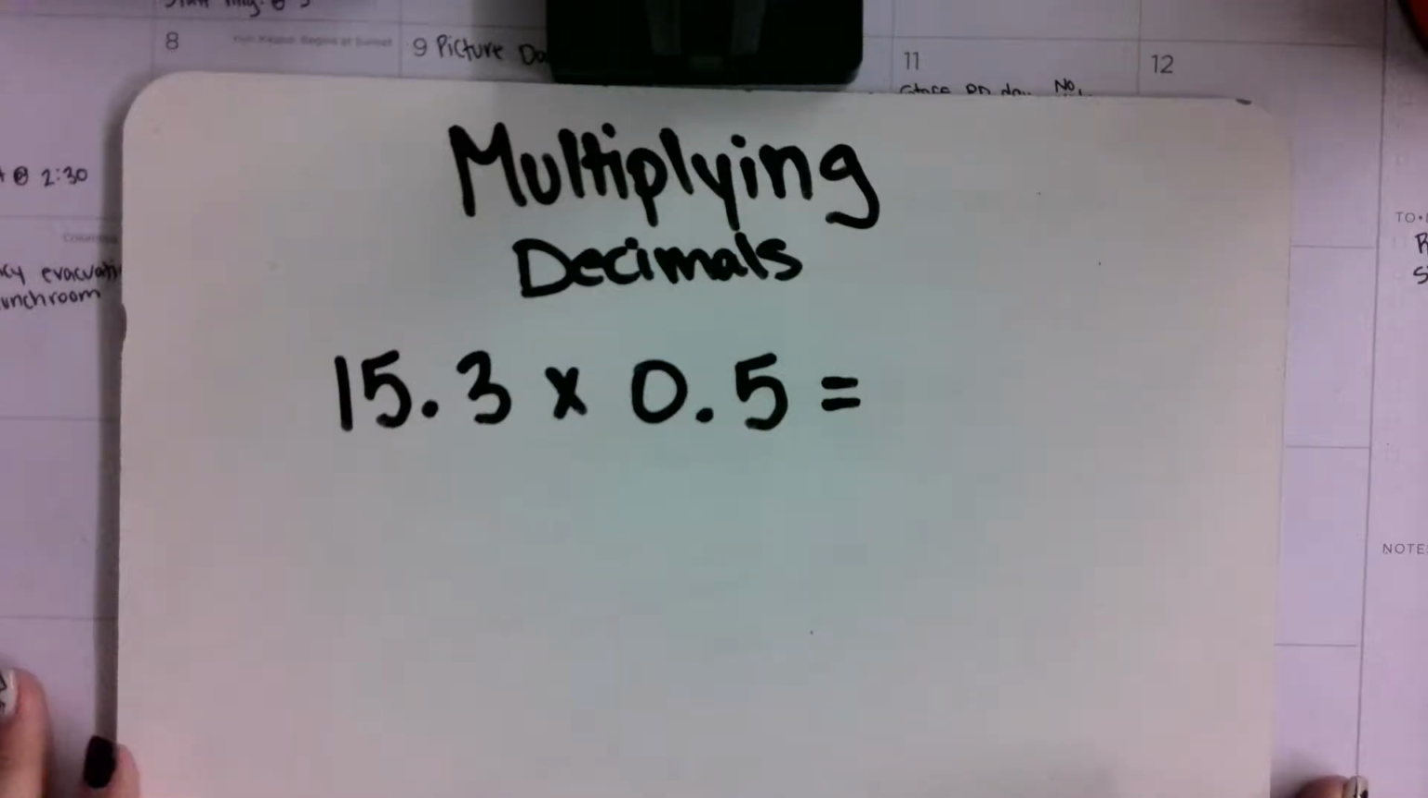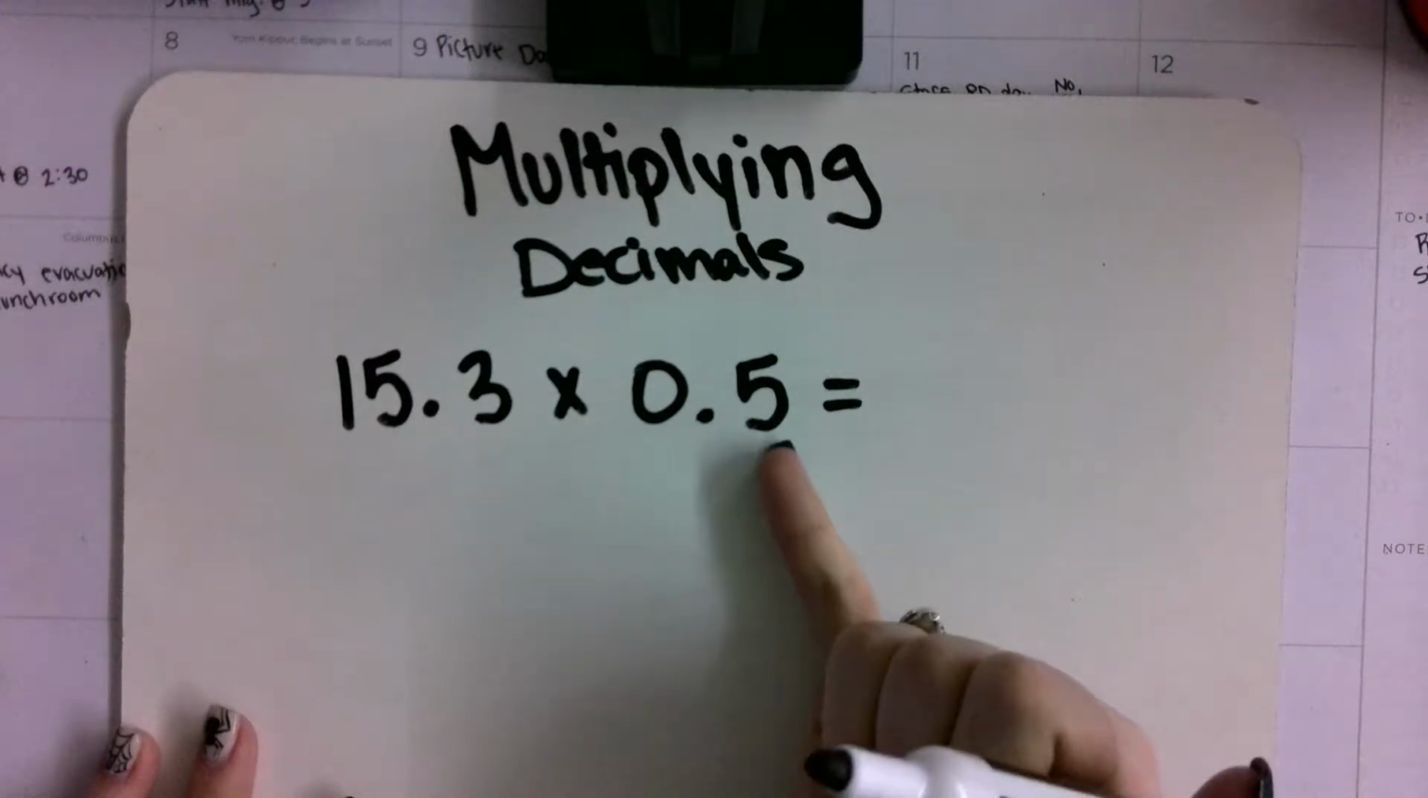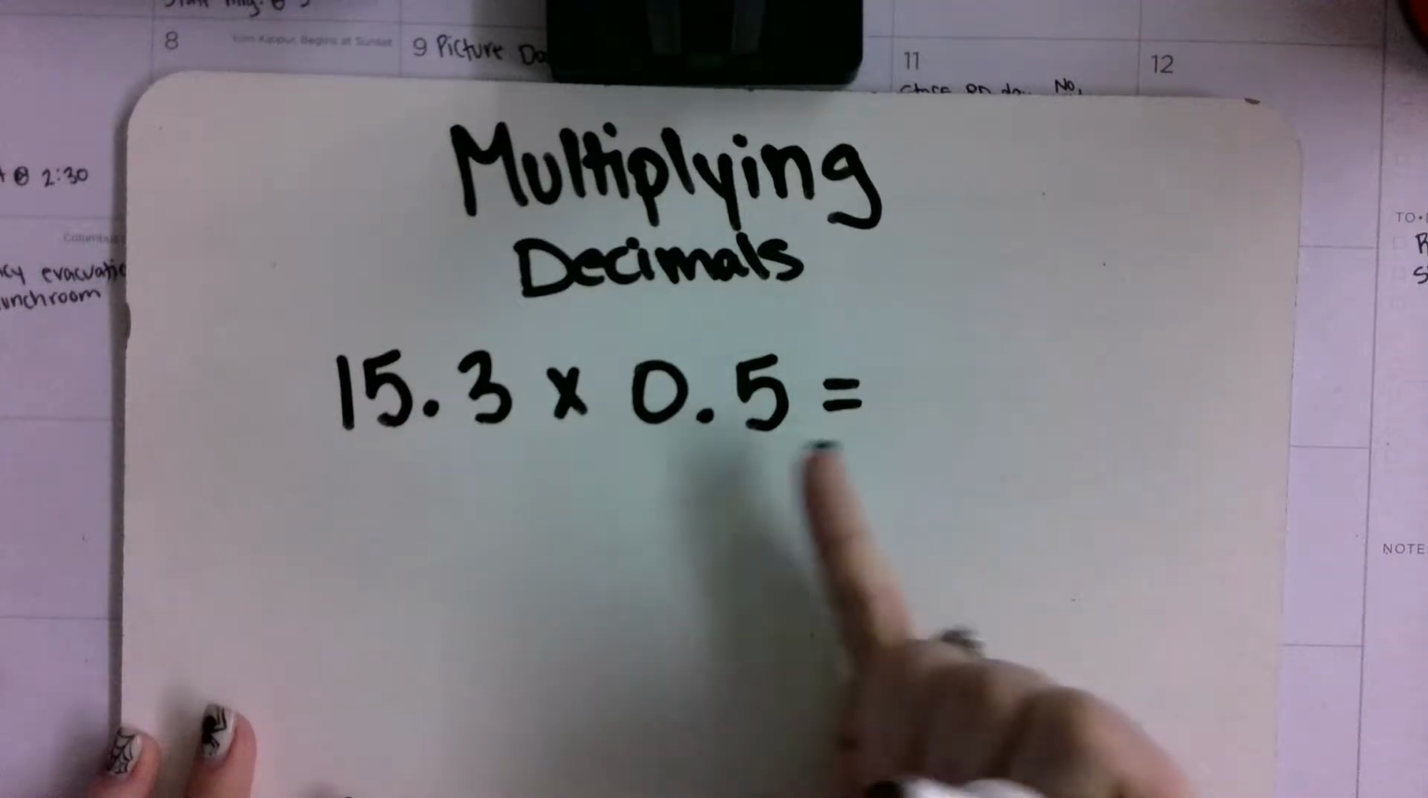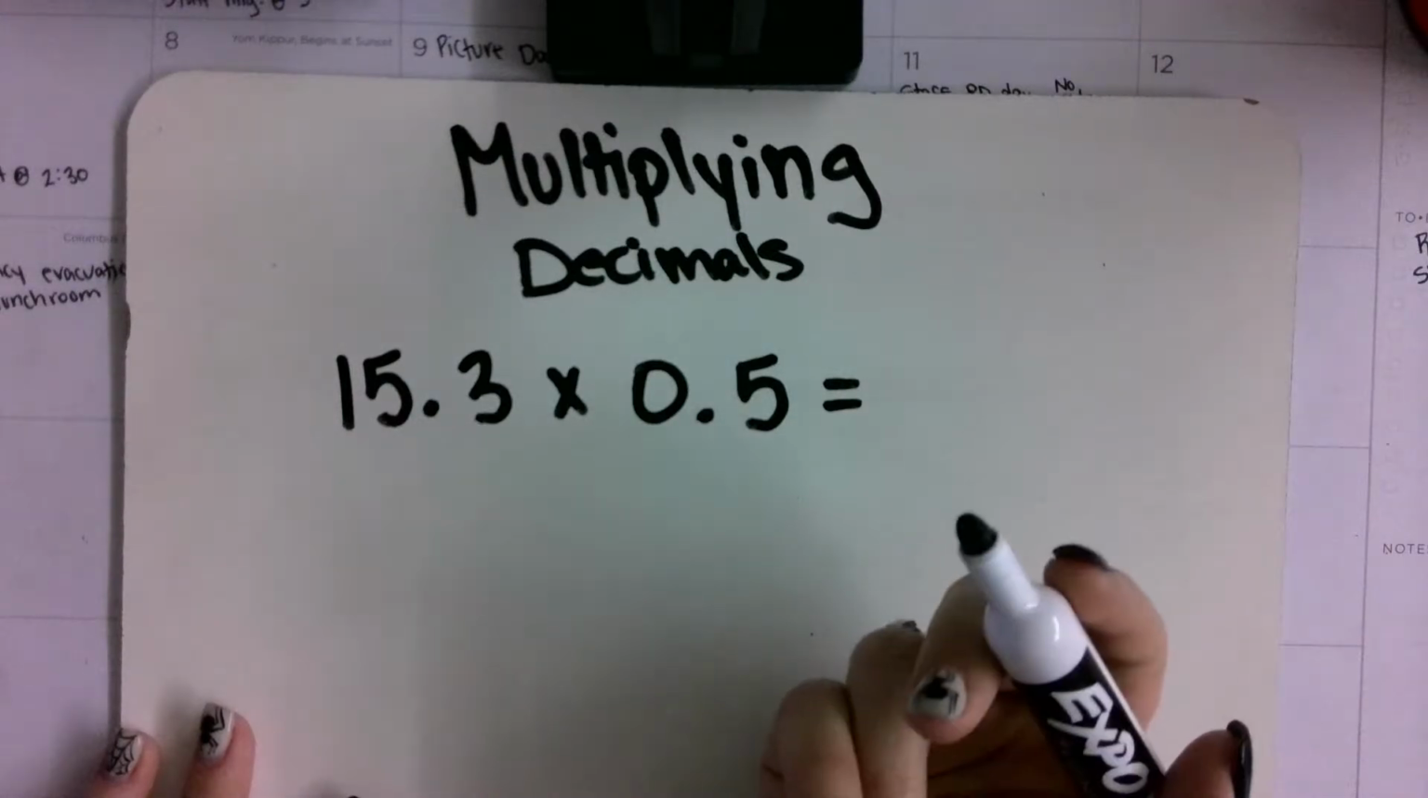Alright, so this video is going to be on multiplying decimals. When we multiply decimals, we use the same steps that we do when we do traditional multiplication. When we add and subtract them, it's really important that we line our decimals up, but when we multiply decimals, we actually do not line our decimals up. We just line the last digits up with each other, even though they are different places.